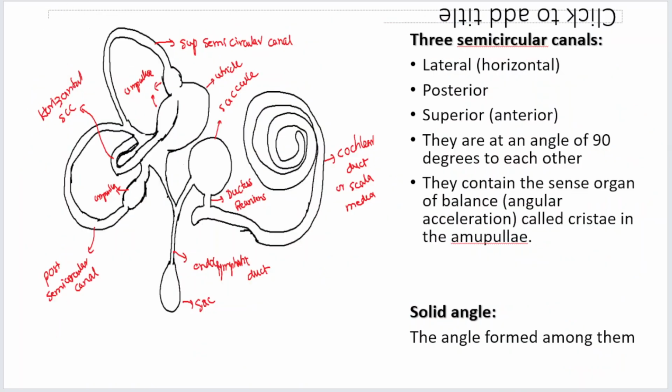Okay, now coming to each part of this membranous cochlea. The first thing that we are going to talk about are the 3 semicircular canals. As I said, they are present posteriorly in orientation of the body. The 3 semicircular canals are, the first one you have is called the lateral semicircular canal. So this is the lateral semicircular canal.